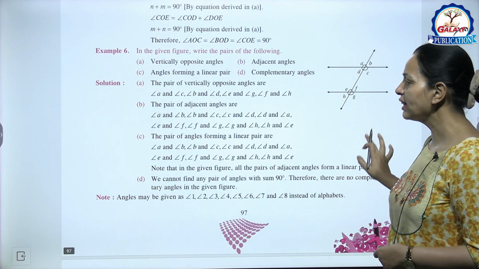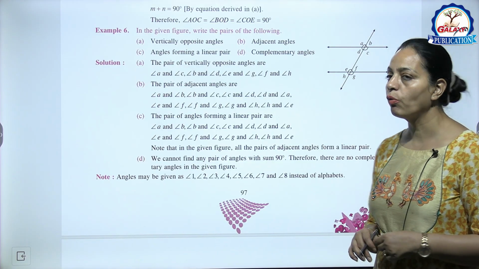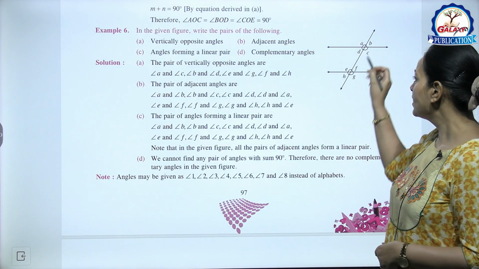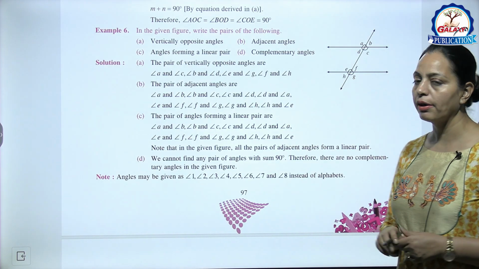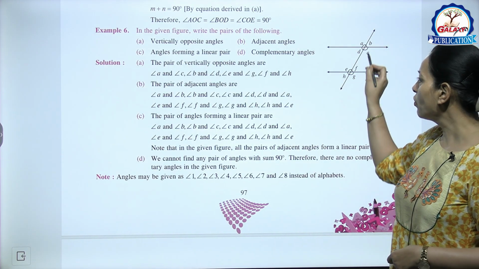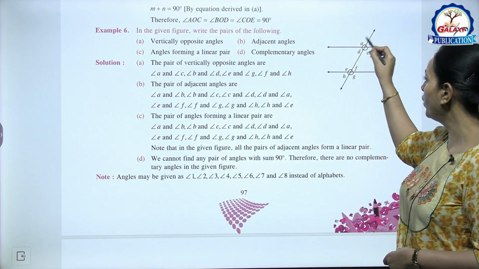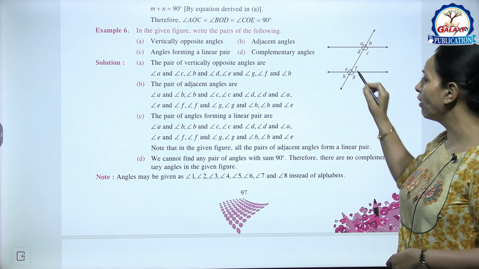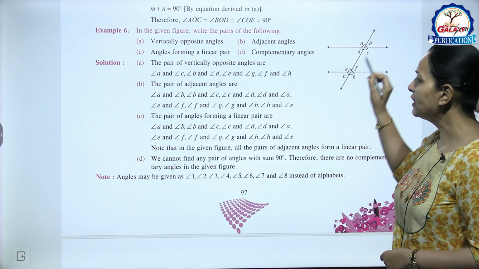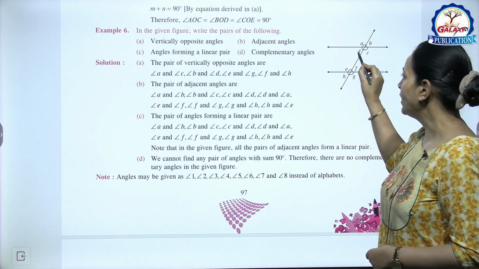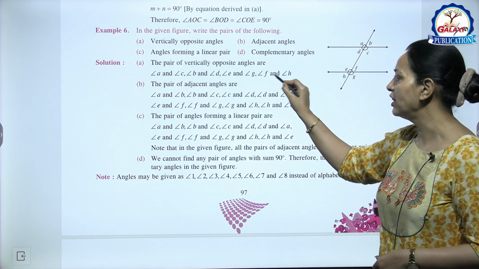Now example 6, in this figure write the pairs of the following, like A part, vertically opposite angles. See here, you can see two parallel lines intersected by a transversal. So first write all the pairs of vertically opposite angles. So here we have two pairs, here we have two pairs, means total 4 pairs. So A and C, B and D, right? And F and H, E and G.